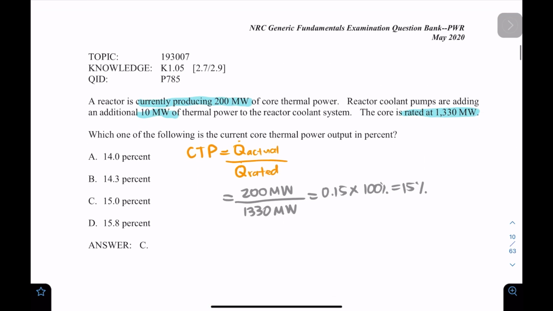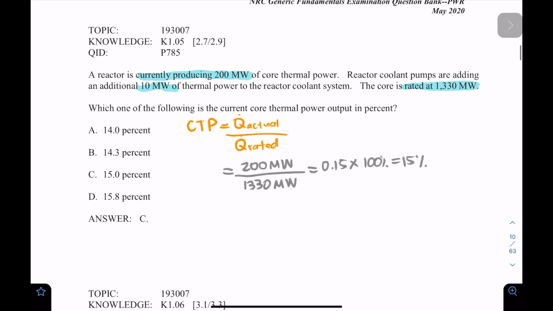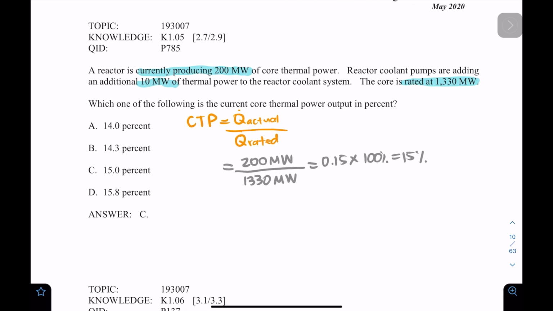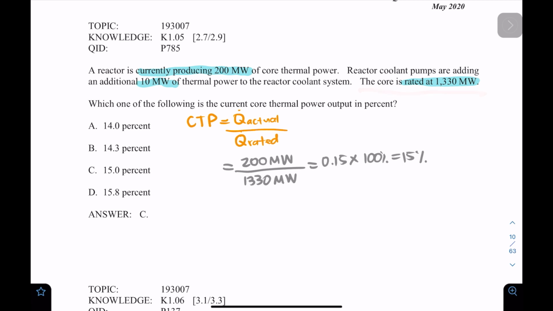So now we have this other question. This is going to be just a ratio. P785 states that a reactor is currently producing 200 megawatt of core thermal power. Reactor coolant pumps are adding an additional 10 megawatt of thermal power to the reactor coolant system. The core is rated at 1330 megawatt. So this is what the reactor is supposed to be, but this is what I'm producing.